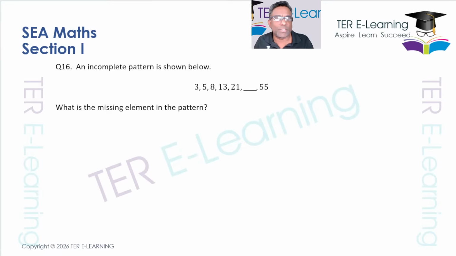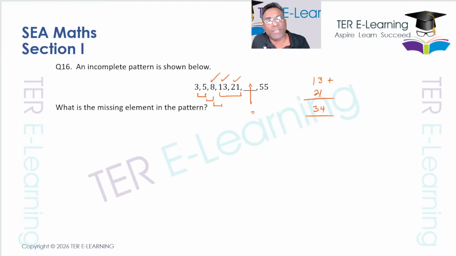What we do notice though is that when I take 3 and add it to 5, I'll get 8. If I take 5 and add it to 8, I'll get 13. If I take 8 and add it to 13, I'll get 21. So what's happening here is that once I add the two previous terms, I get the new term. So all I need to do is add these two numbers here. We're going to add 13 plus 21. So 3 and 1 is 4, and 1 plus 2 gives us 3. So the missing number here is going to be 34.